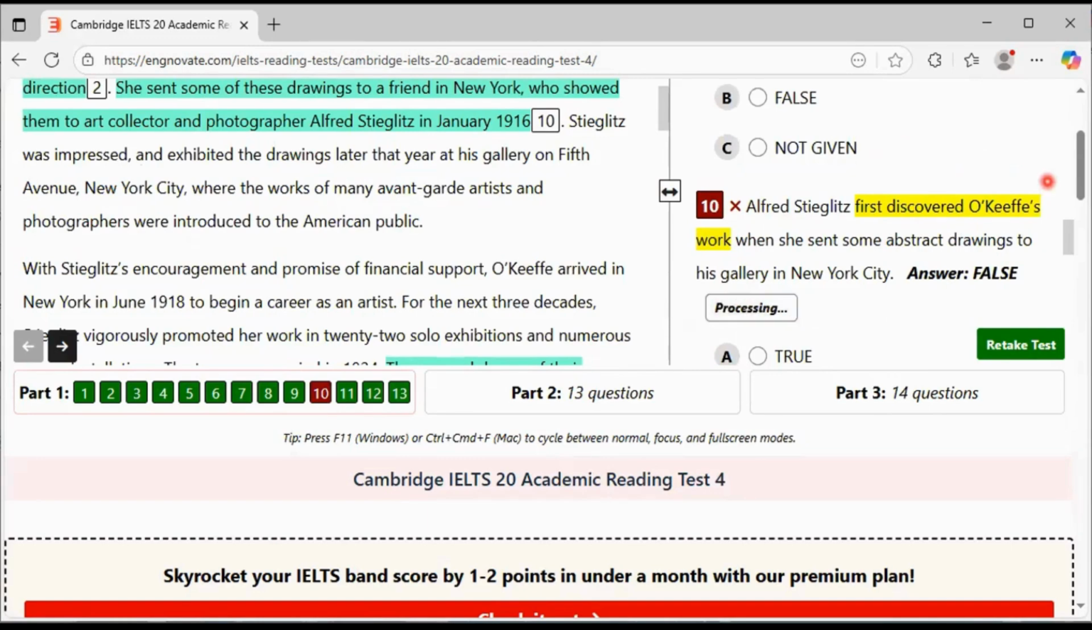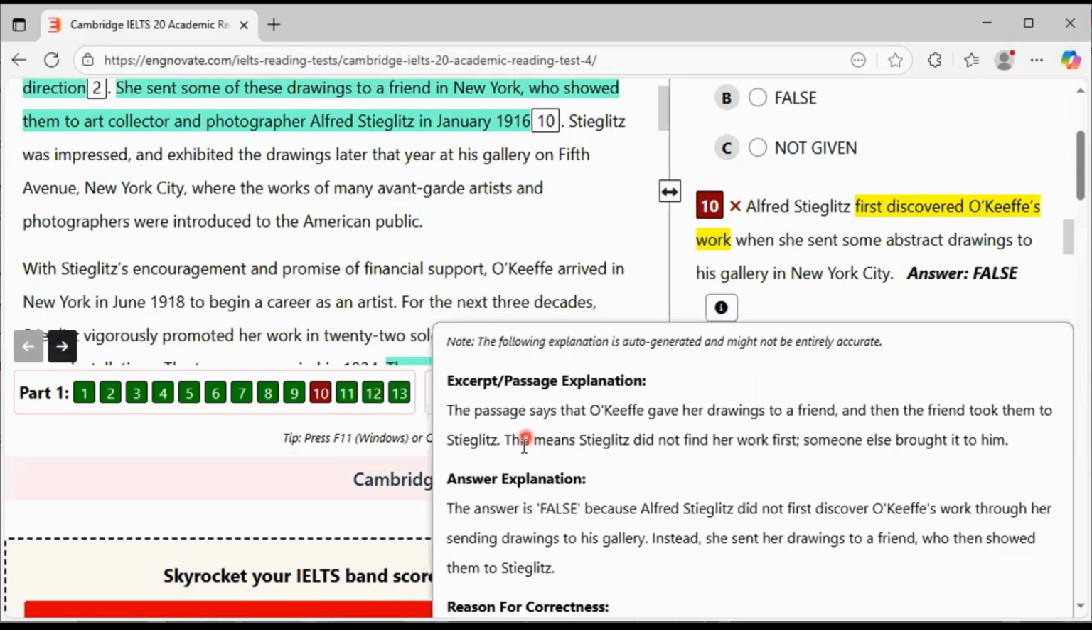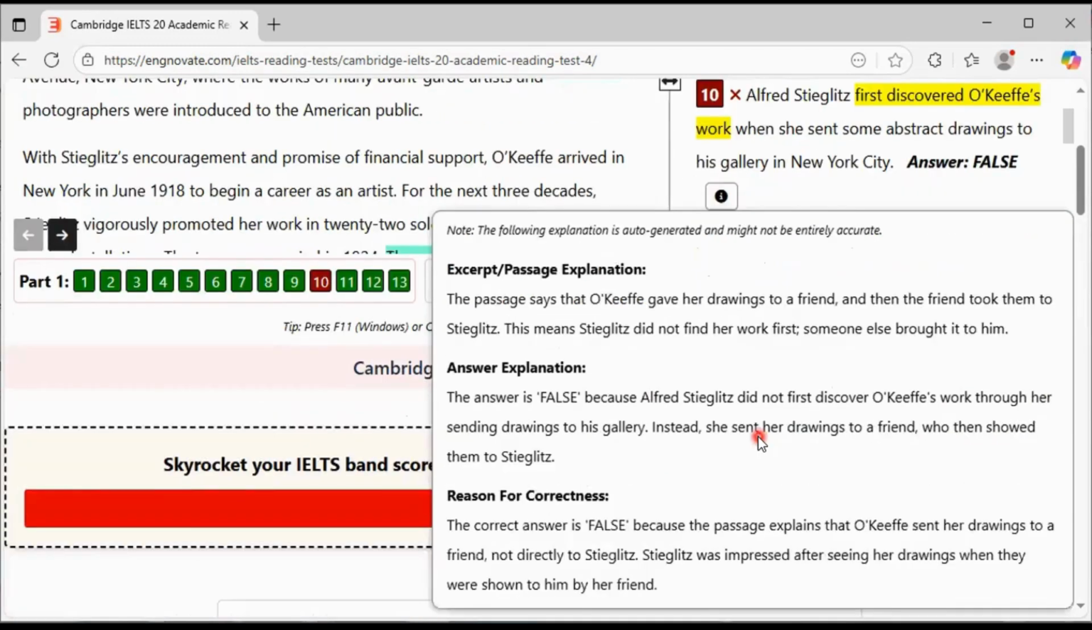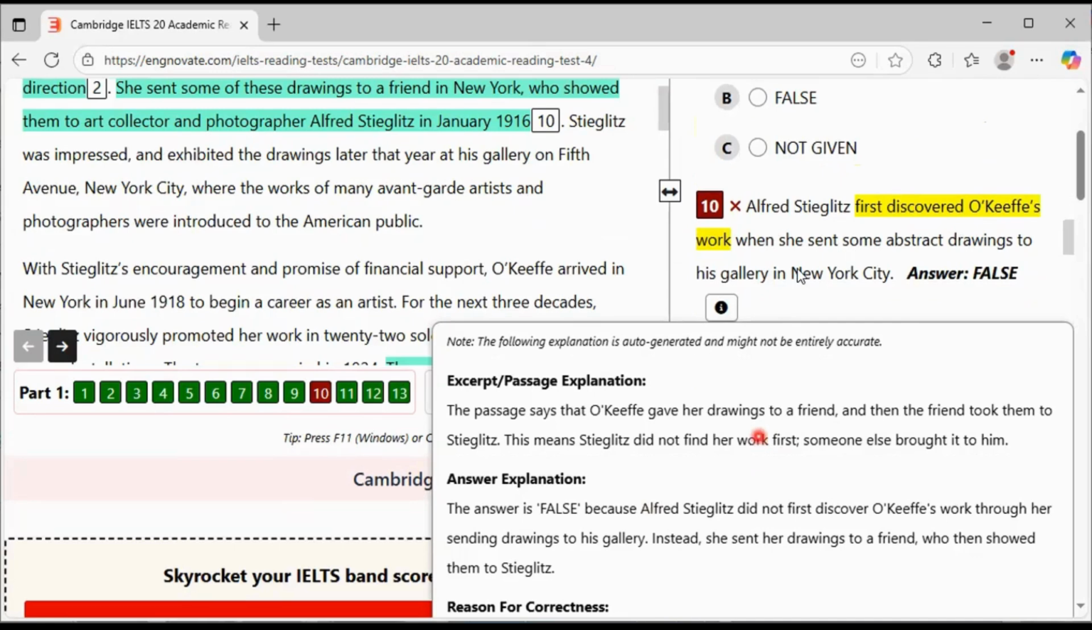It's going to show me, look at this website, very, very good website. The passage says that O'Keeffe gave her drawings to a friend and then the friend took them to Stieglitz. This means Stieglitz did not find her work first. Someone else brought it to him. Can you see the explanation? Well, I agree with the explanation. No argument. So ladies and gentlemen, that's a contradiction. This statement is a contradiction to what we have in the passage.